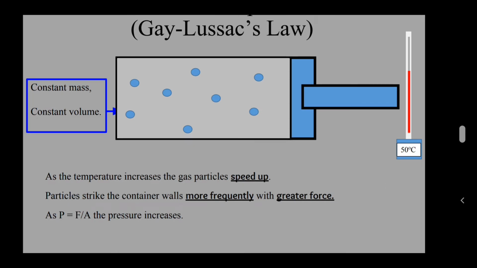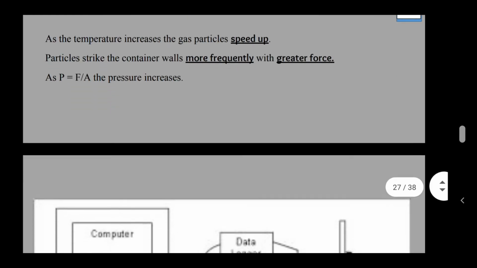Okay, basically, the kinetic theory with this is as temperature increases, the gas particles speed up. Particles will then strike the container walls more frequently, because they're faster, with greater force. Okay, because they're obviously going faster. Think of a ball. If you were hit with a slow ball, it wouldn't be that sore. But if you were hit with a faster ball, then it would be quite sore. So that increased force will then increase the pressure due to P equals F over A. That is the kinetic theory.